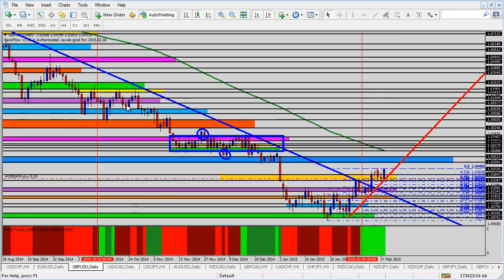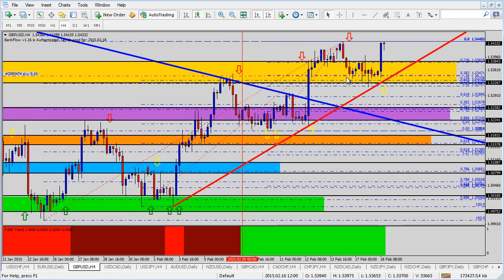Let's go down to the 4-hour chart. And there's that trade sitting down here. You can see I've already moved the trade to break even here at the 1.5345 level. Let's just measure it from there to the current market price. We're looking at about 85 to 90 pips of profit right now on the trade.